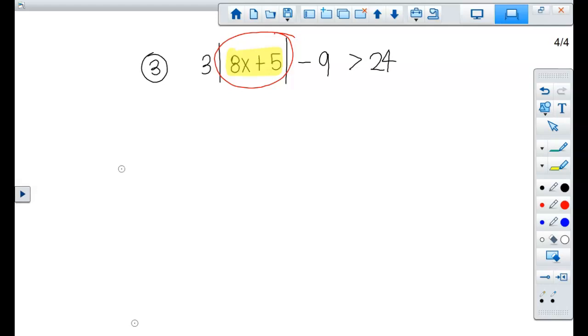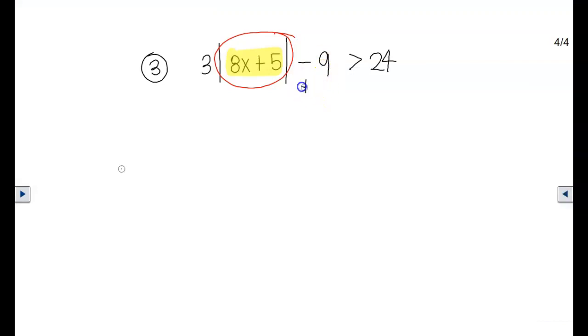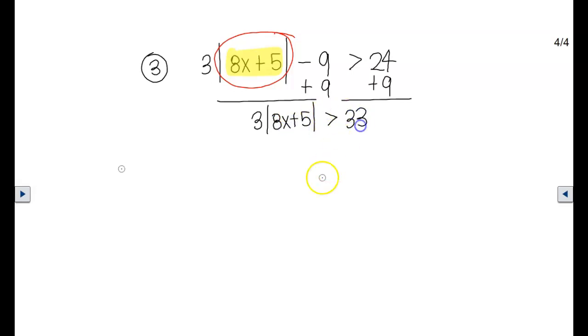When you're isolating, always take care of adding or subtracting first. So to get rid of minus 9, we're going to do plus 9. That gives us 3 times the absolute value of 8x plus 5 is greater than 33. Now take care of multiplying or dividing. So we divide both sides by 3, and we find out that the absolute value of 8x plus 5 is greater than 11. So now that I have my absolute value all alone, now I can make my 2 cases.